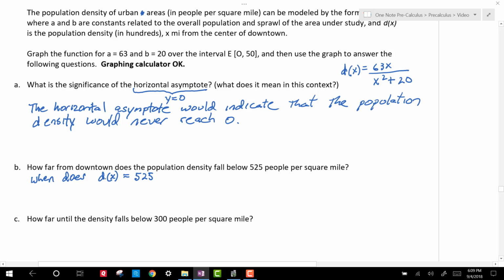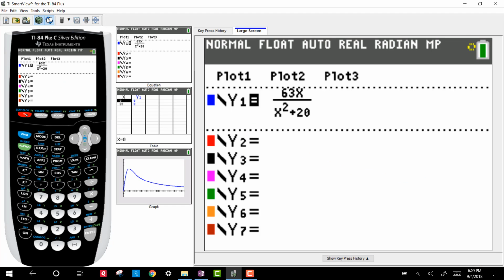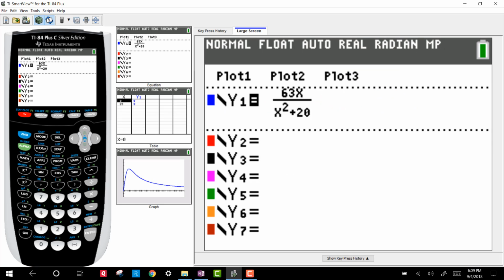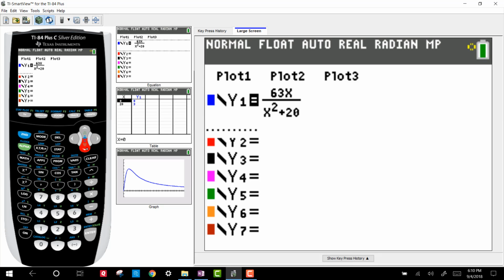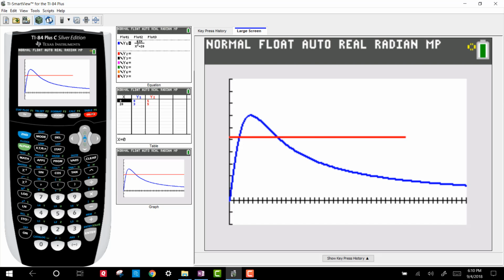Well, let's just graph a horizontal line and see what that looks like. So let's go back here. We're going to go to y equals. Now you have to remember this is in hundreds, so we need to take our 525 and divide it by 100 so it fits on our graph. So we're going to graph the line d of x, or you can just think of it as y equals 5.25. All right, so here we go. We'll go to our y window, go down to number 2, graph 5.25, and hit the graph button again. It's going to add this red line.